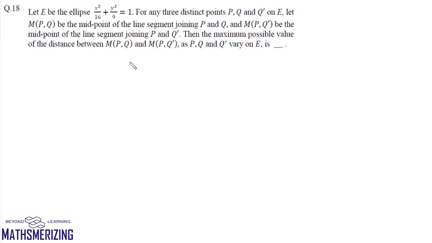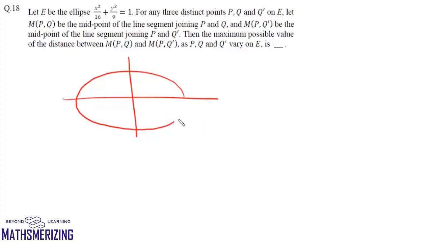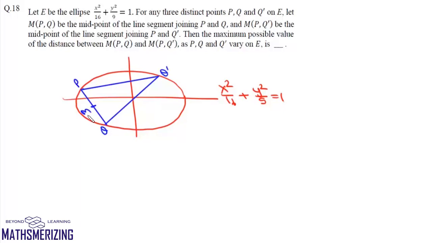Now here the question is, let E be the ellipse given by x square by 16 plus y square by 9 equals 1. Then it says three distinct points P, Q and Q dash are on this ellipse. So we have this P, Q and Q dash. Let M be the midpoint of PQ. So we have M, which is the midpoint of PQ, and let us say M dash, which is the midpoint of PQ dash. Now we need to find the maximum possible value of the distance between M and M dash.